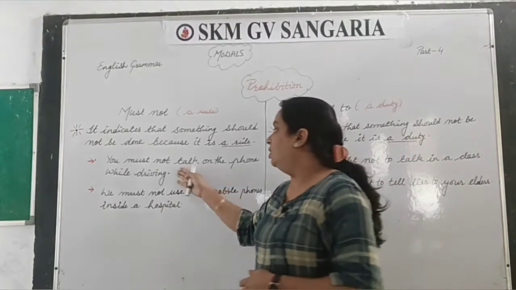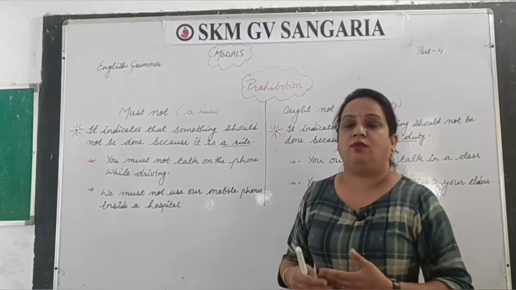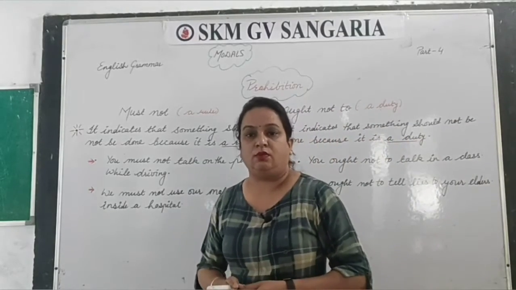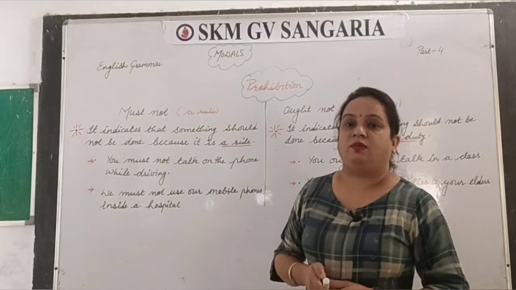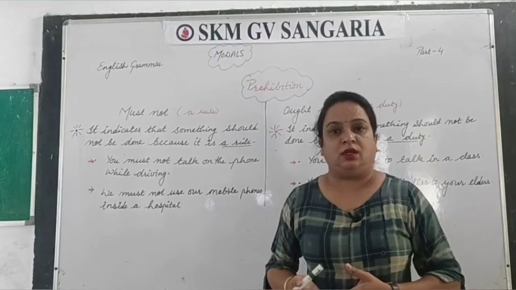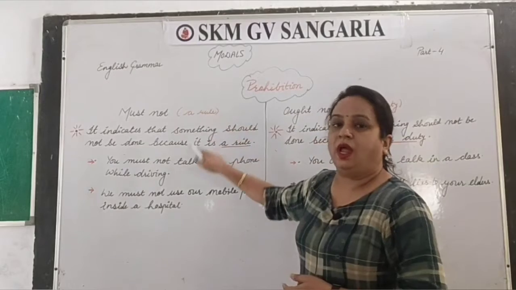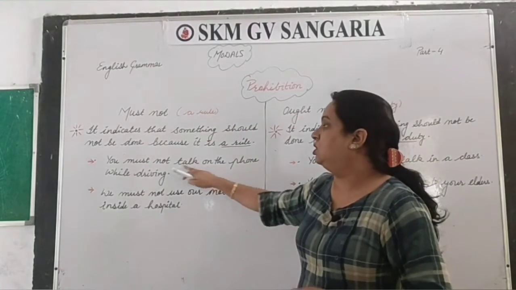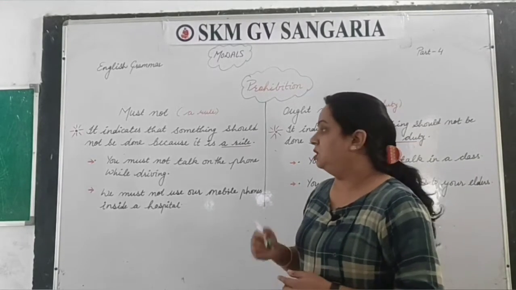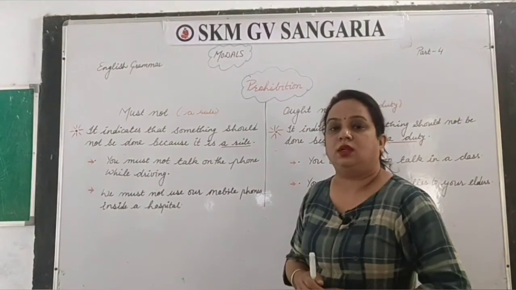For example, you must not talk on the phone while driving because that's a rule and you have to pay a heavy amount if you get caught talking on the phone while driving, or if you are not using a helmet, or if you are driving without a license. So that's a rule, and for that you can use must not. Clear? Must not, I am saying, don't use only must. Okay, so it is must not talk on the phone while driving.